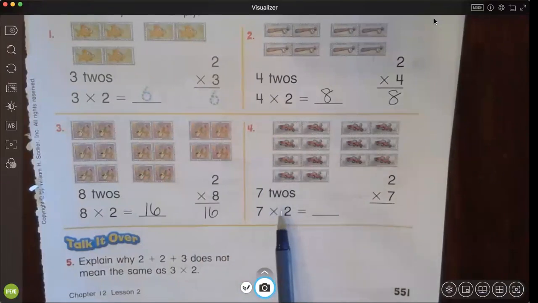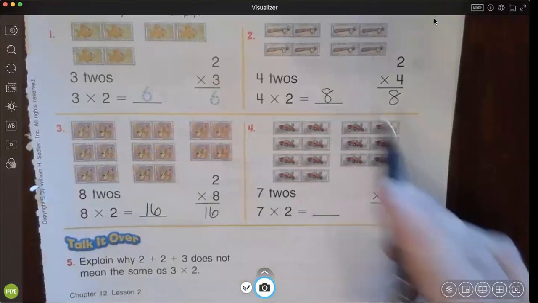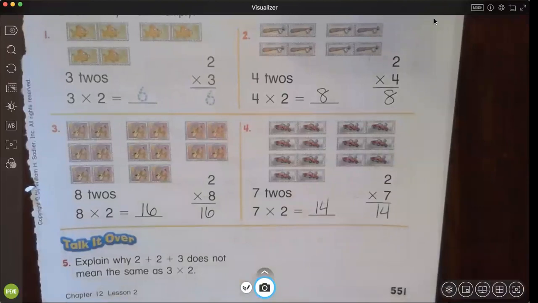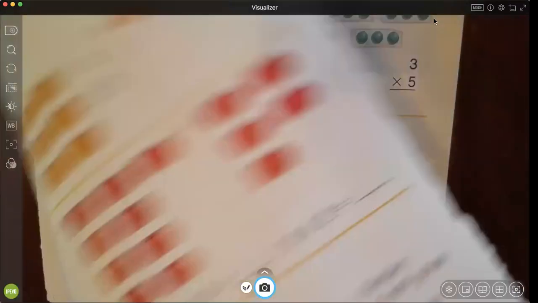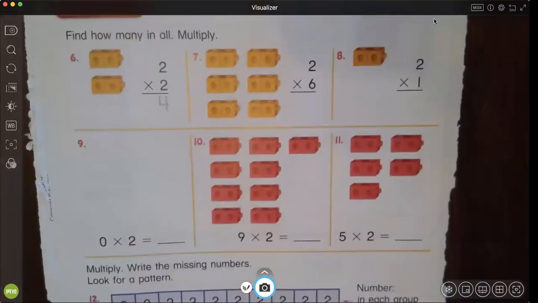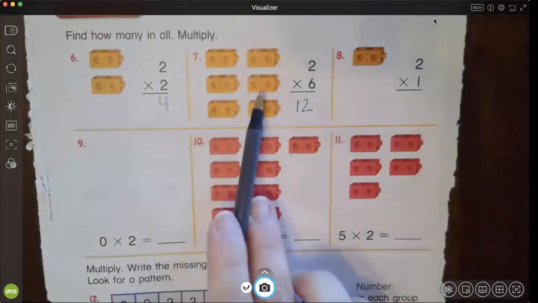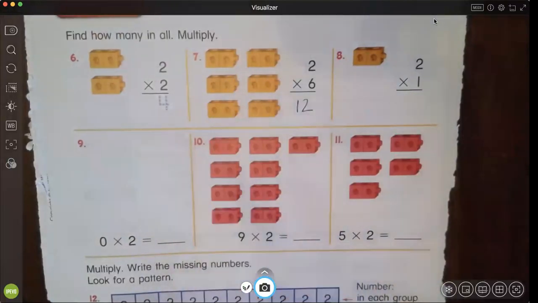All right, and then number 4, we have 7 groups of 2. So 7 times 2. We have 2, 4, 6, 8, 10, 12, 14. So you can do 7 plus 7 equals 14, and that's how we get our answer. Okay? All right, let's look at the back here. We have 2 times 6. 12. 2, 4, 6, 8, 10, 12, or 6 plus 6 equals 12.